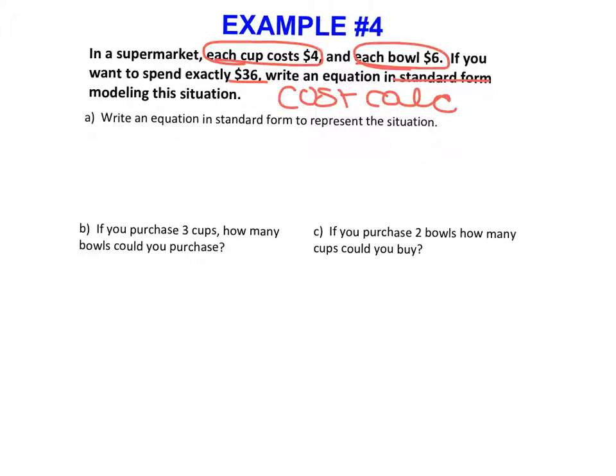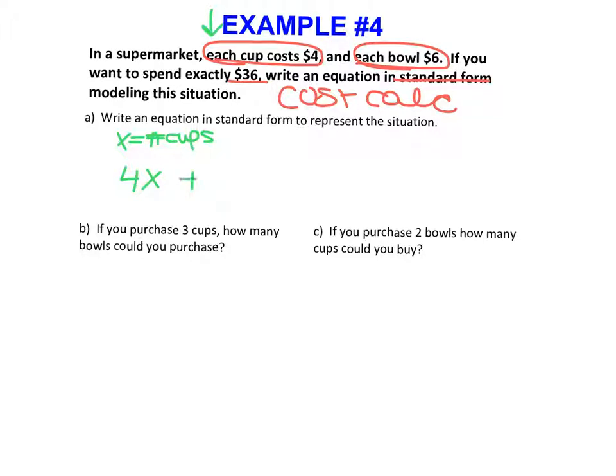Well, I need to think about how cost is calculated. And I know cost is calculated by taking the number of cups I sell and multiplying it by 4. So let's say that x is equal to the number of cups. So in order to calculate my cost of my cups, I would take 4 times x, because it's $4 per cup, and x is my number of cups.